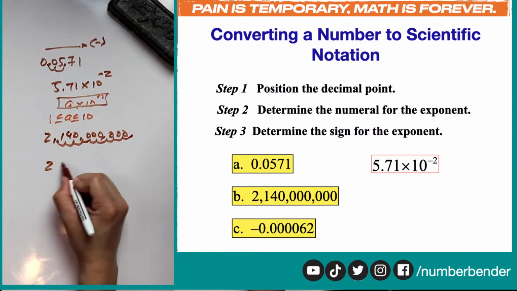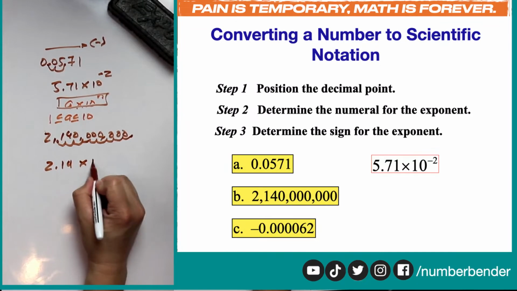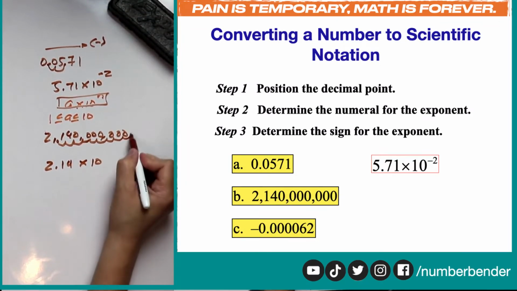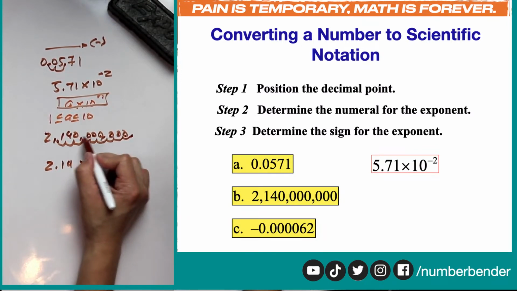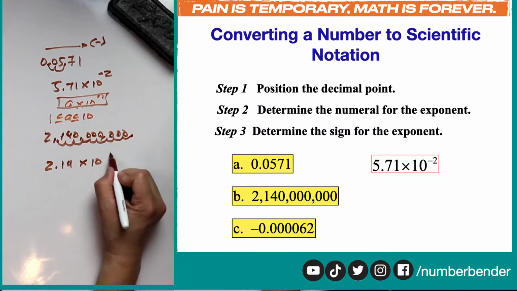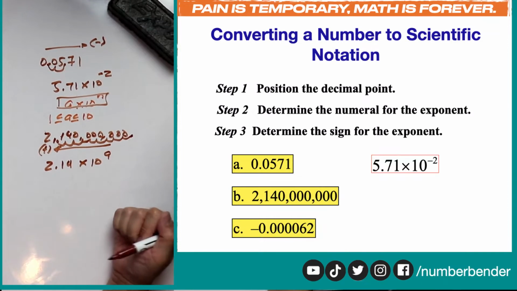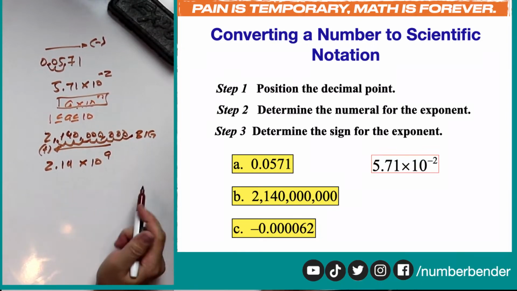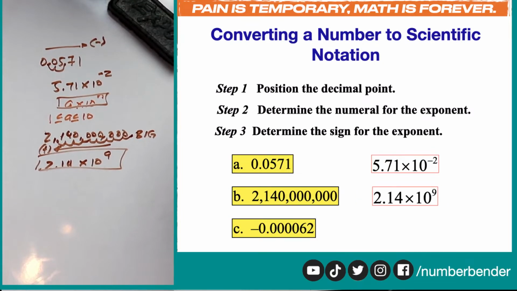So we have 2.14, and we're going to multiply it with the power of 10, and the exponent is determined by how many times you moved your decimal. 1, 2, 3, 4, 5, 6, 7, 8, 9 times, and we moved it in this direction, so our exponent will remain positive, and we know that this is a big number. That's why our exponent is a positive number. And this is how we answer problem number 2.